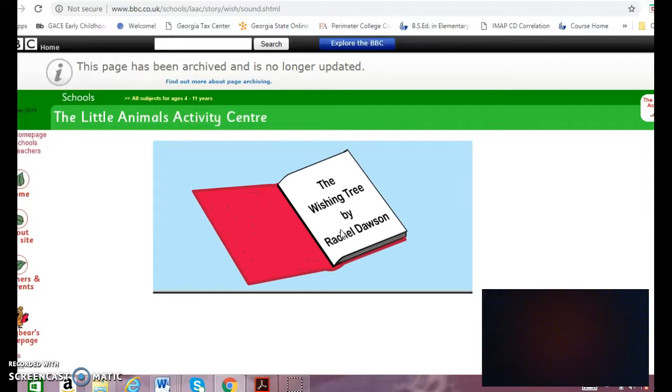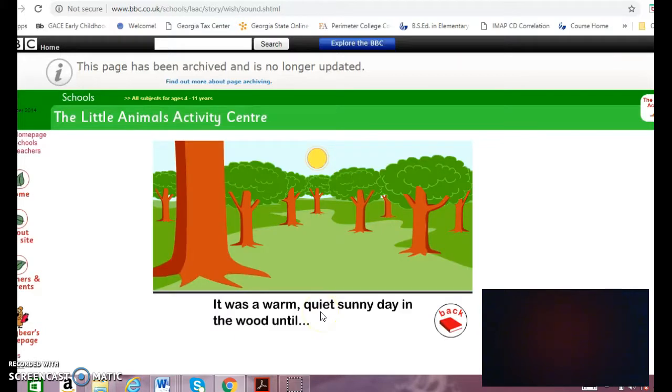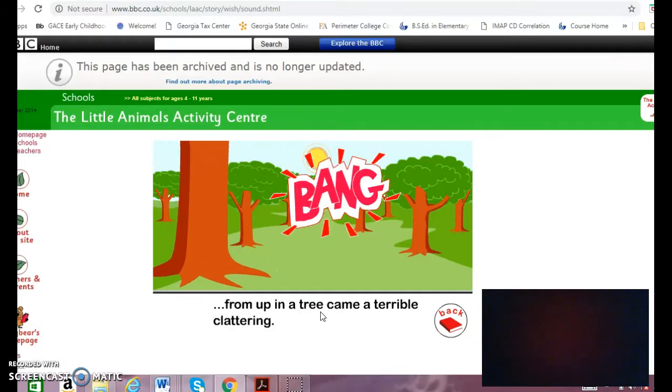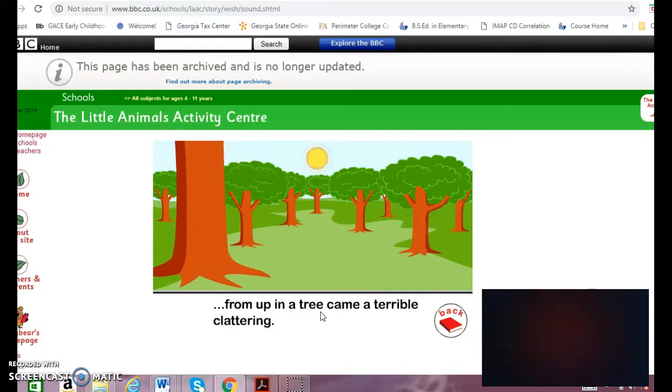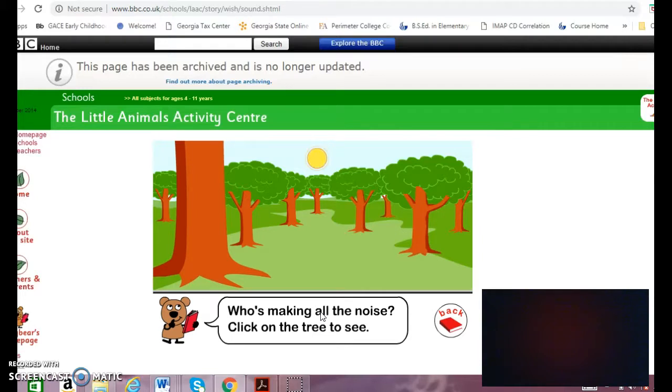The Wishing Tree by Rachel Dawson. It was a warm, quiet, sunny day in the wood until, from up in a tree, came a terrible fluttering. Who's making all the noise? Click on the tree to see.